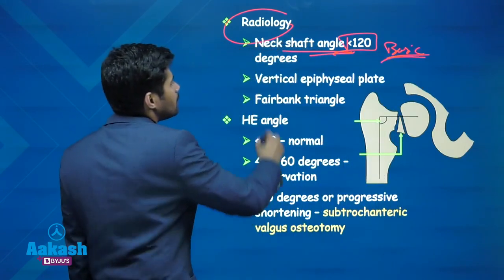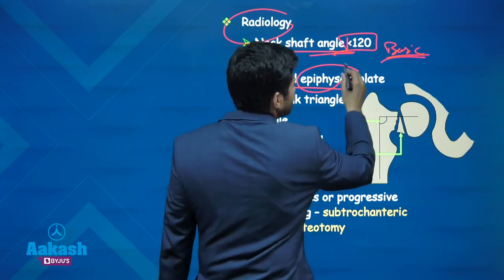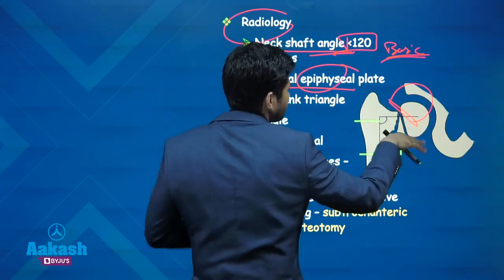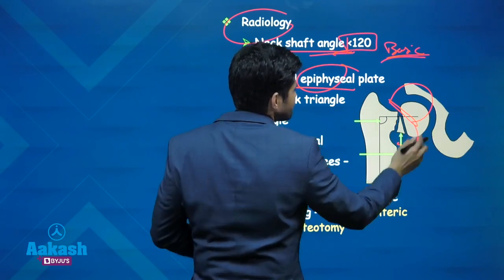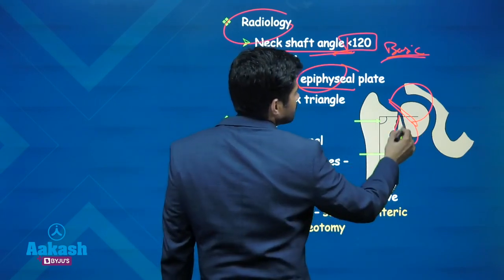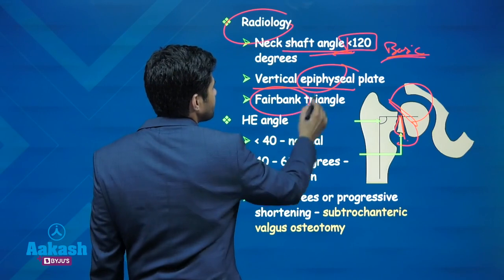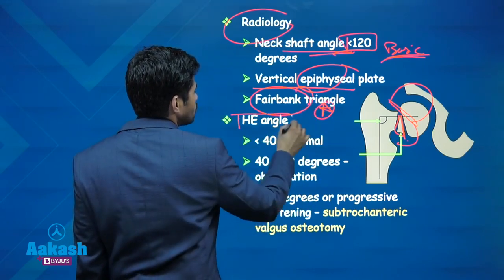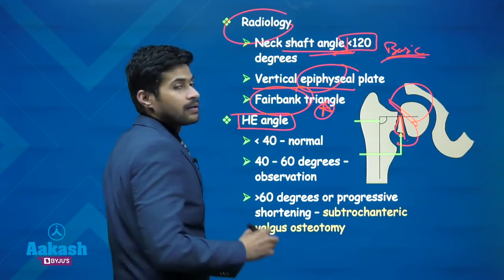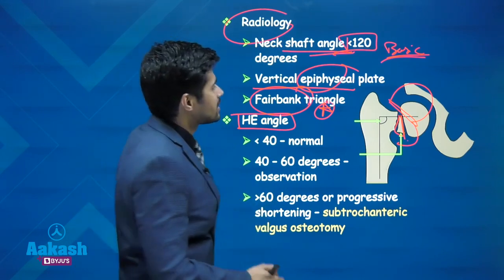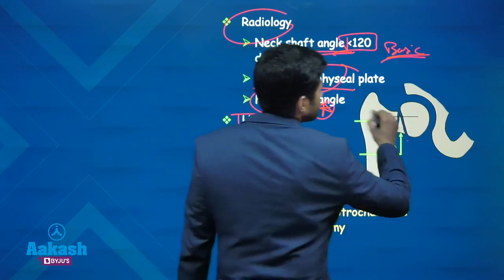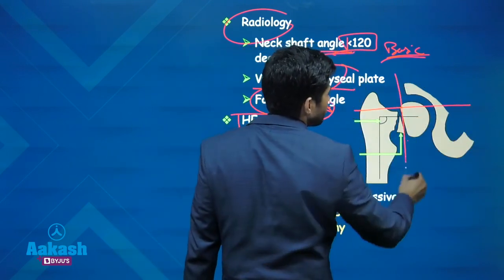In coxa vara, the epiphyseal plate, which should have been somewhere here like this, becomes vertical because the angle is reduced, and we see a triangle here known as Fairbank triangle. So this is seen on X-ray, and the basis of treatment is the HE angle, Hilgenreiner line and epiphyseal angle. This is the Hilgenreiner line and this is the epiphyseal angle.